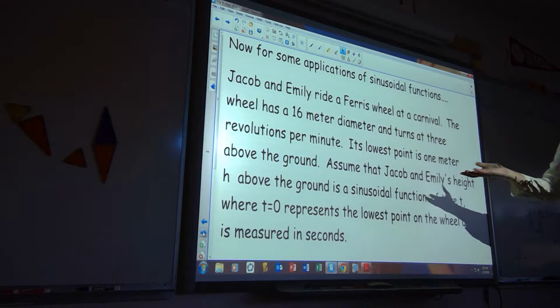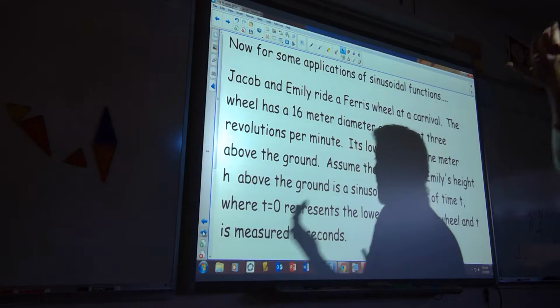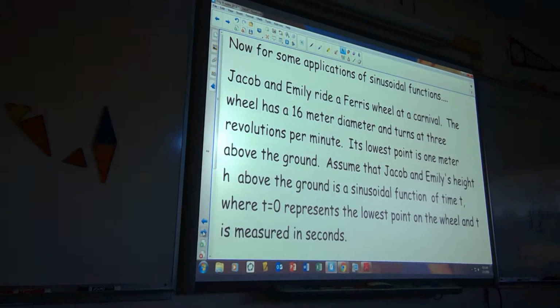So here we have a Ferris wheel. Jacob and Emily are riding a Ferris wheel at a carnival. The wheel has a 16-meter diameter and turns at 3 revolutions per minute. Its lowest point is 1 meter above the ground. Assume that Jacob and Emily's height above the ground is a sinusoidal function of time, where t equals 0 represents the lowest point of the wheel and t is measured in seconds. This is enough information for you to write an equation, either a sine equation or a cosine equation, to model this situation.